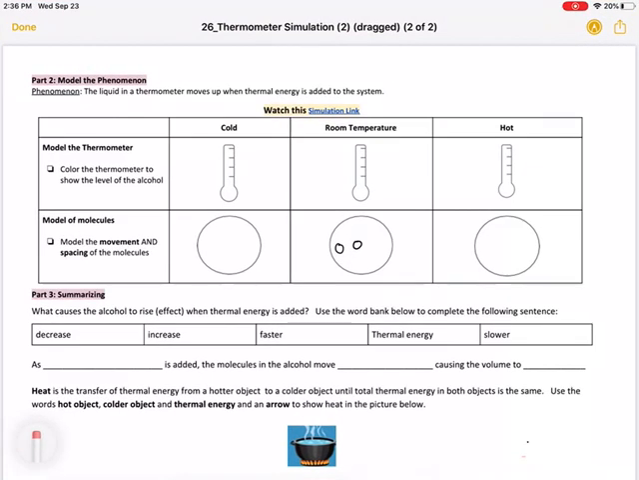Okay, so for the lesson today, we have 2 tasks. We're going to watch this video and complete or correct our simulation from yesterday, and then we're going to complete a graphic organizer about a system that we've already seen. So first things first, we are going to model. I already got started over here.